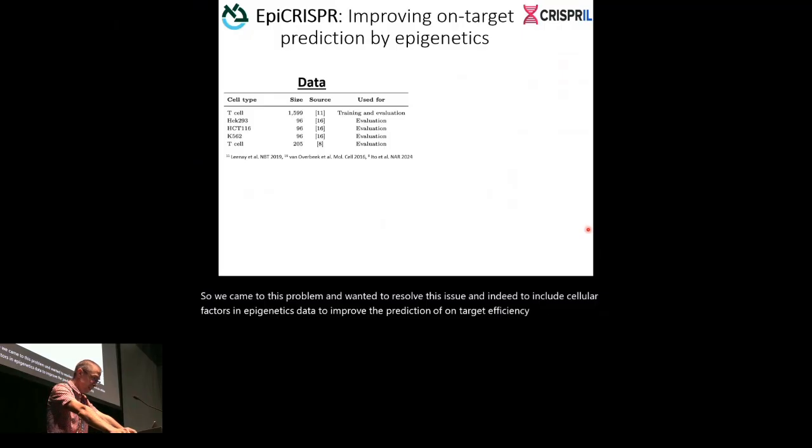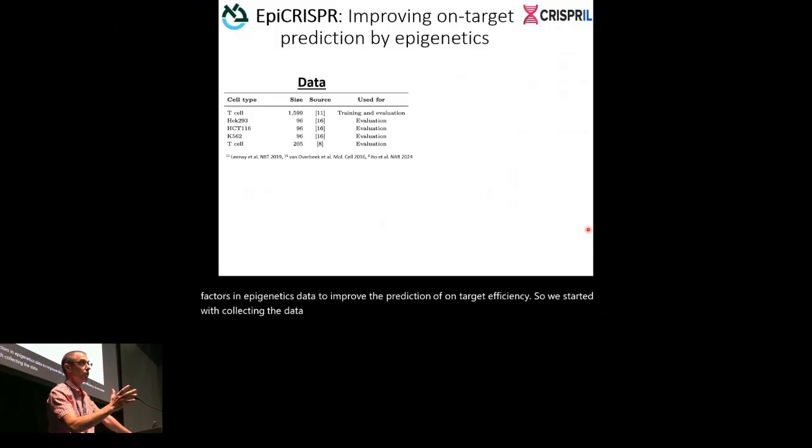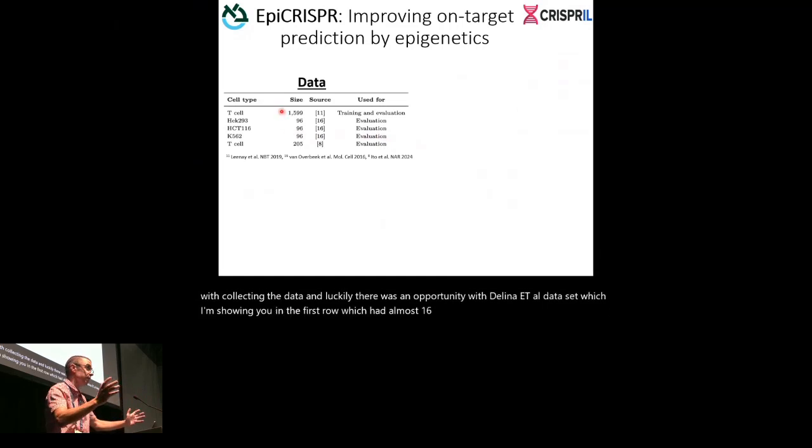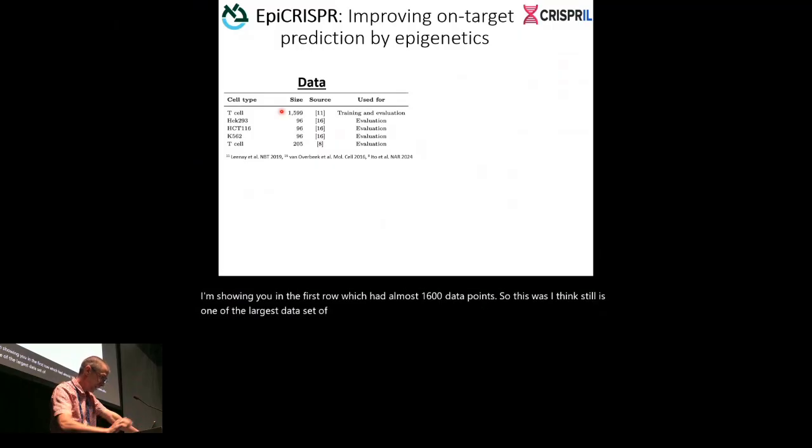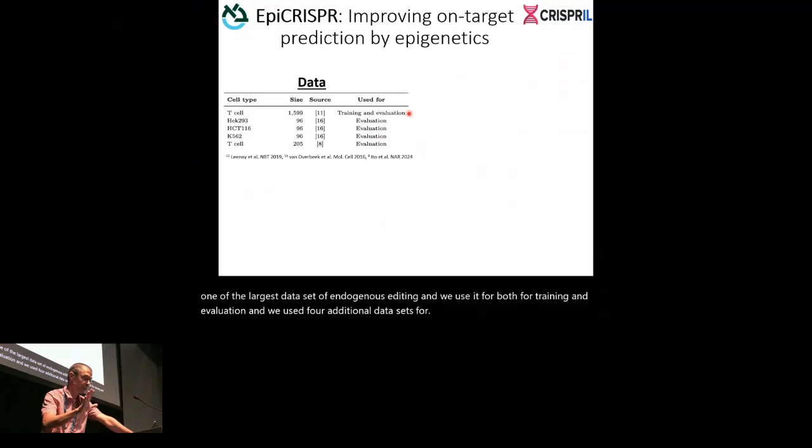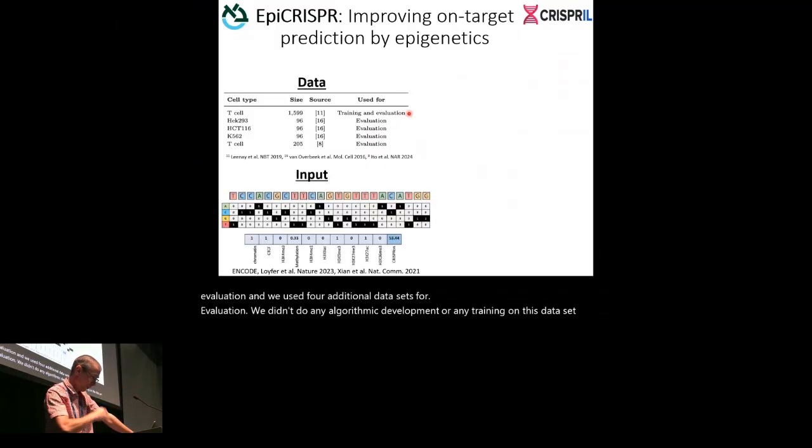So we started with collecting the data, and luckily there was an opportunity with the Lina et al. dataset, which I'm showing here in the first row, which had almost 1,600 data points. So this was, I think still is, one of the largest data sets of endogenous editing, and we used it both for training and evaluation. And we used 4 additional data sets for independent evaluation. We didn't do any algorithmic development or any training on these data sets, and I'll show the results later on.